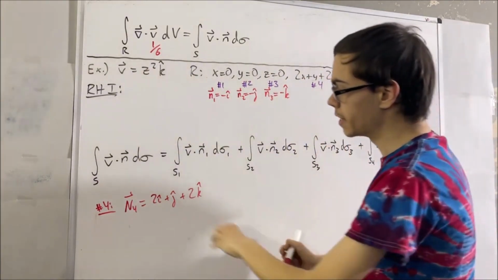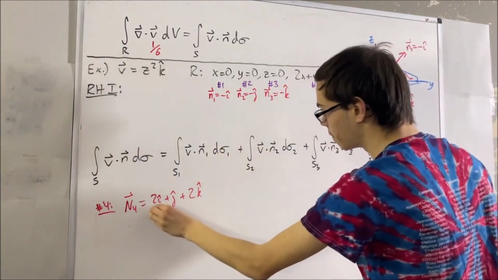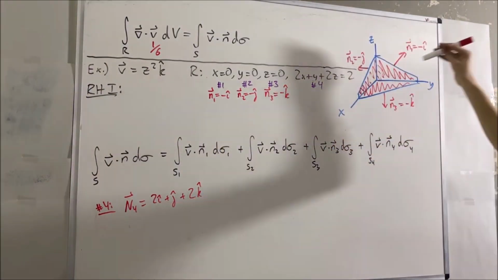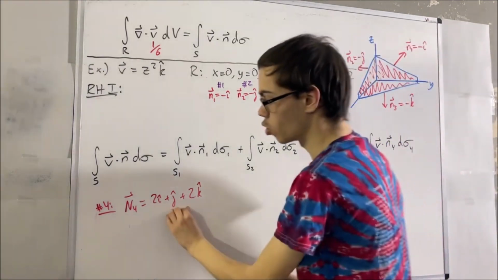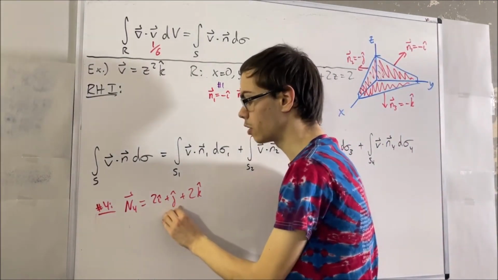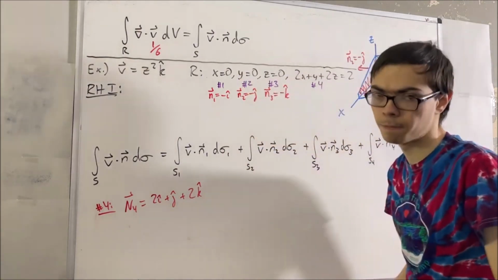Notice it does point outward away from the region, right? This points in the positive i, positive j, positive k direction. It's pointing away from the whiteboard in this direction. That's the direction that this normal vector is pointing towards. So we know it has the correct orientation. We just have to convert this into a unit vector.